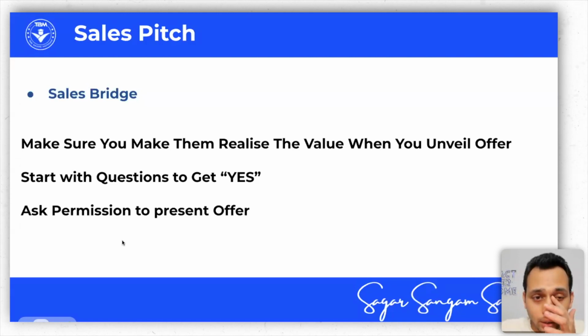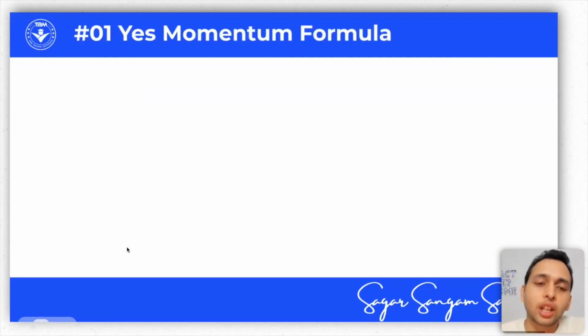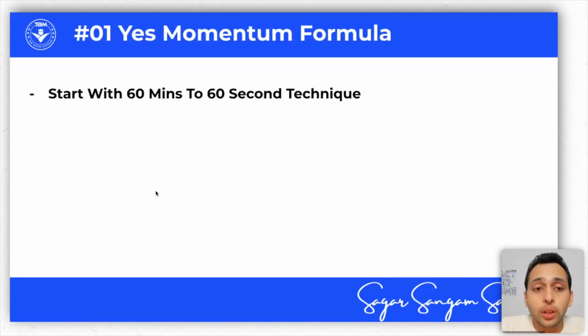The first strategy of the sales bridge is something called the yes momentum formula. This is a script that you can start with, the 60 minutes to 60-second technique. What is that? You review and share that, okay, so far we have learned the first one, how to optimize your landing page, 12 different techniques so that it can improve your conversion rate in your ads.